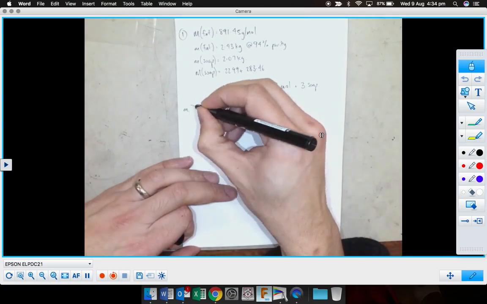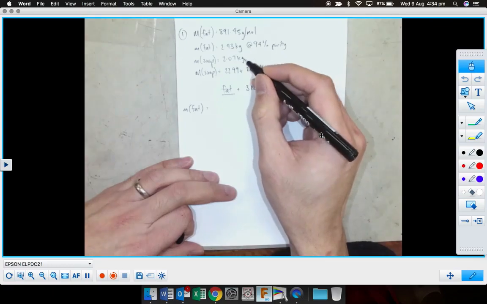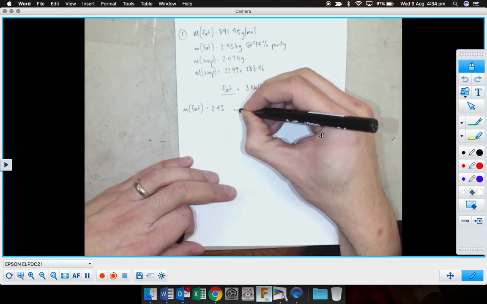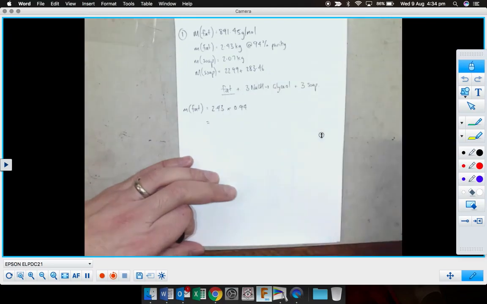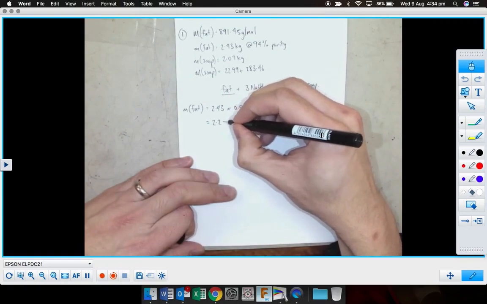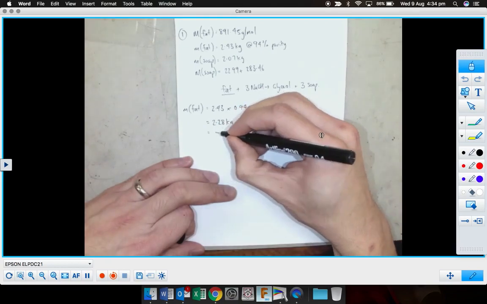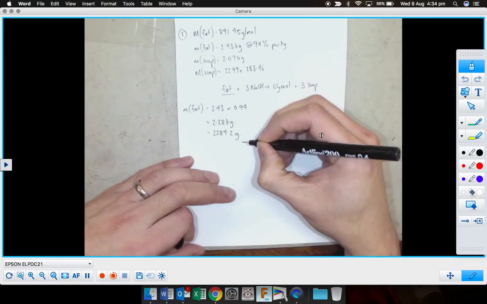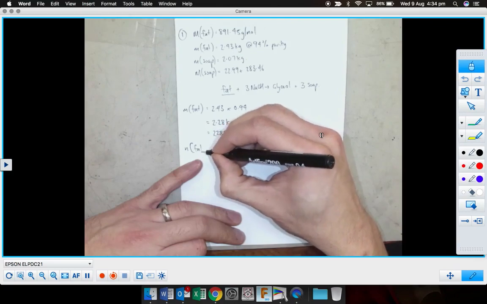The mass of the fat is not 2.43 kilograms, because we recognize it's 94% pure, so we have to work out what part of this sample is actually fat. So 2.43 times 0.94, which equals 2.28 kilograms of fat, which is equal to 2284.2 grams. We convert that into grams because the next thing we need to do is work out the number of moles of this fat.